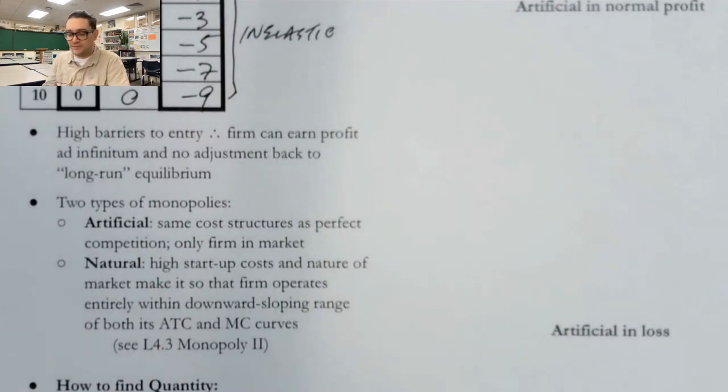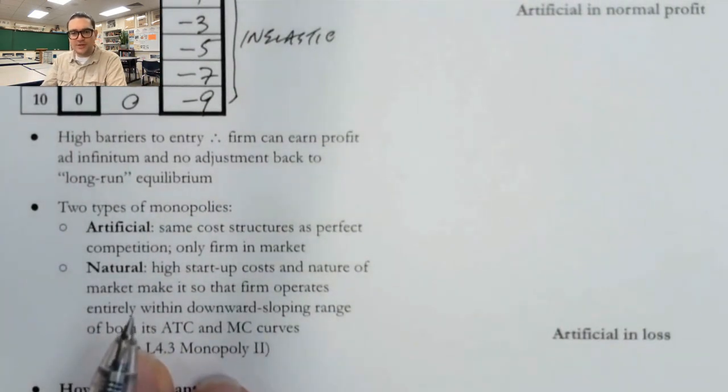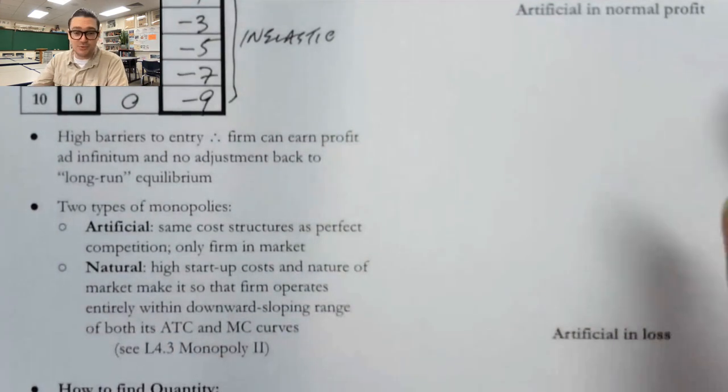Generally speaking, if they have a patent, right? Generally speaking, we say artificial monopolies are the normal looking monopolies. We are, in another video, going to look at a different type of monopoly called a natural monopoly.